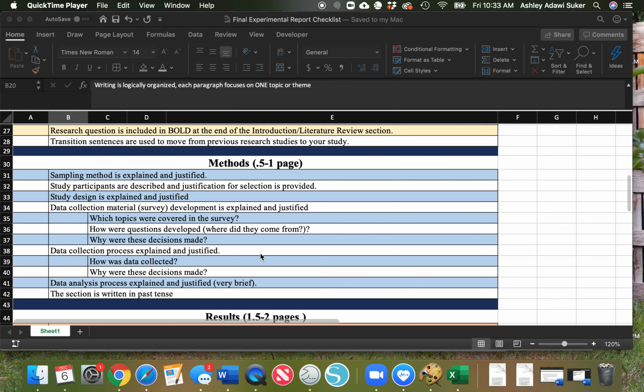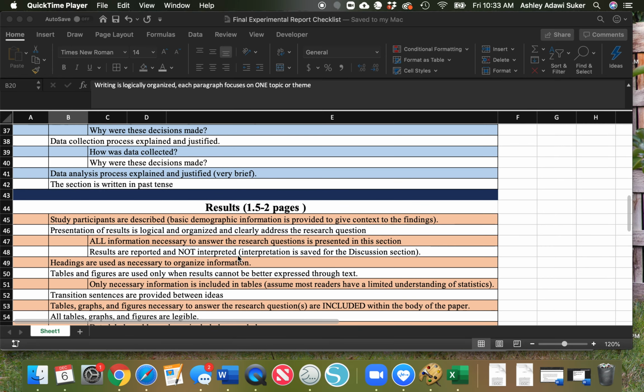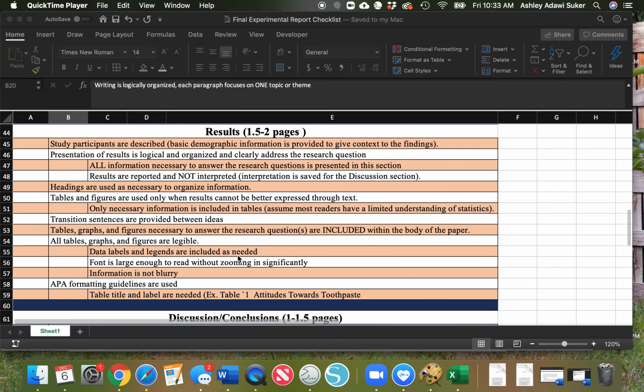Then talk about the data analysis. This is very simple. We chose, or whatever you chose to do, it was analyzed using this software. The following themes were explored. This is going to be 1 to 2 sentences, but just showing that you thought that through. Then we're going to move on to the results section. This is 1.5 to 2 pages.